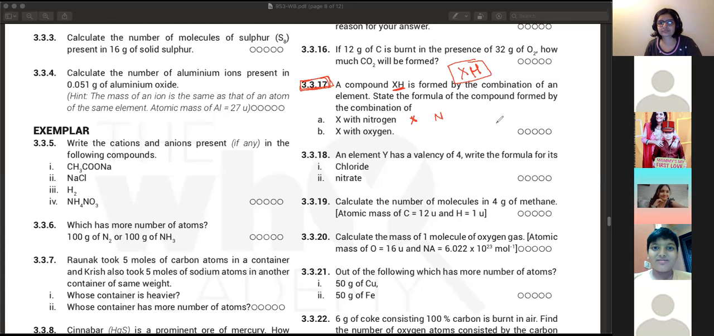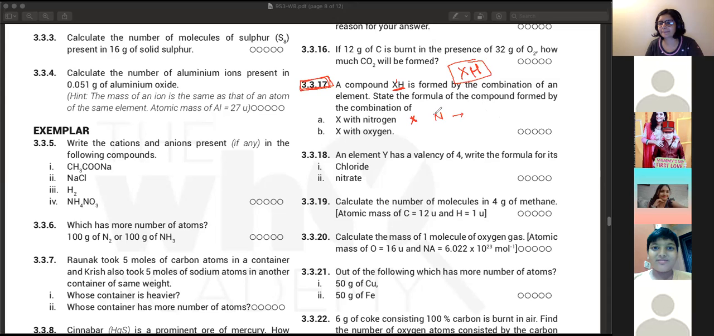Ma'am, the valency of X is 1, because one atom of hydrogen combined with it. So even if you do the crisscross thing, since hydrogen's valency is 1, X's should also be 1. So ma'am, it will be XH.